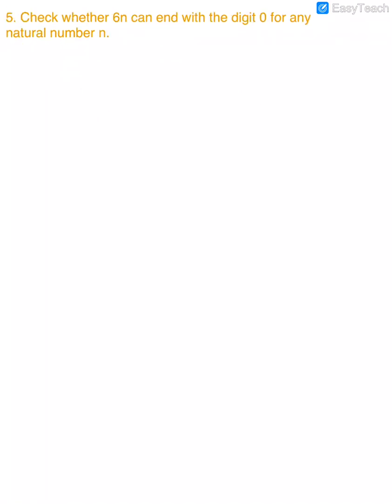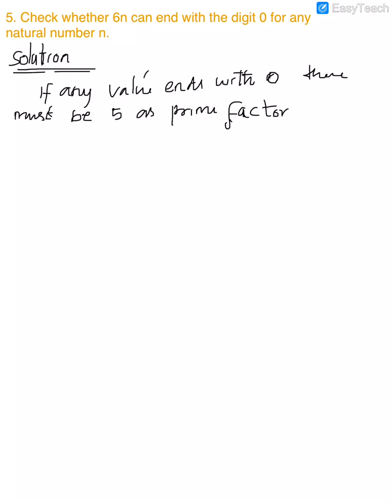So here is another problem which is similar to the previous one, from exercise 1.2. Check whether 6^n can end with the digit 0 for any natural number n. The same rule we are going to apply here. What is the rule? If any number ends with 0, it must have 5 as a prime factor. This is what we applied in the previous problem.